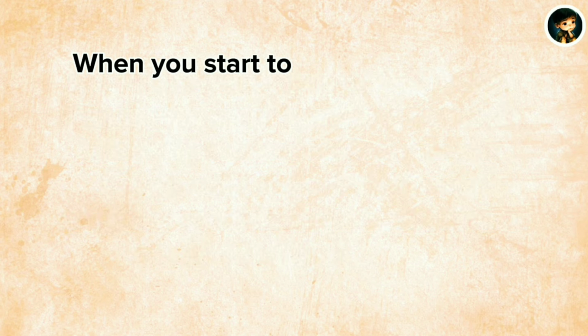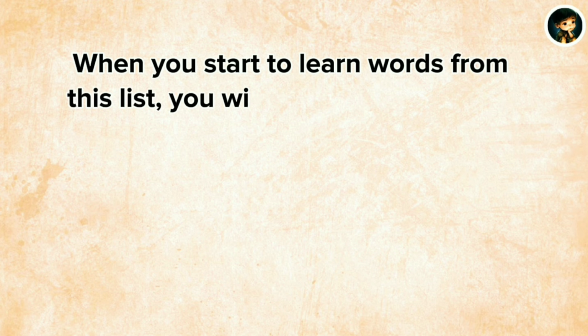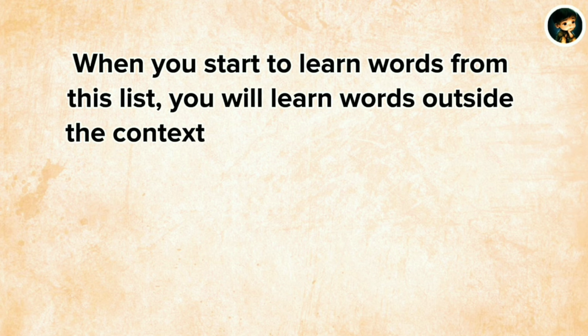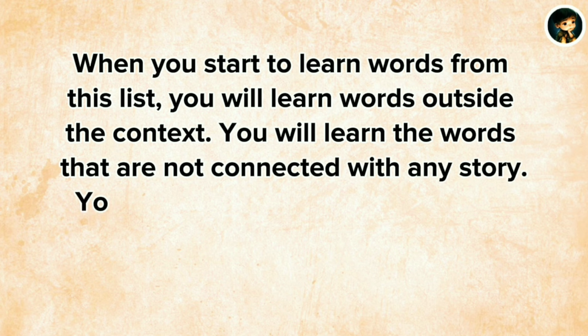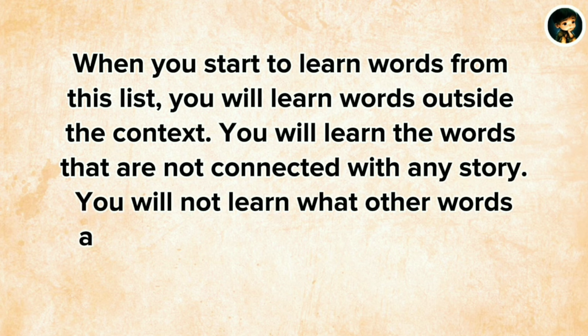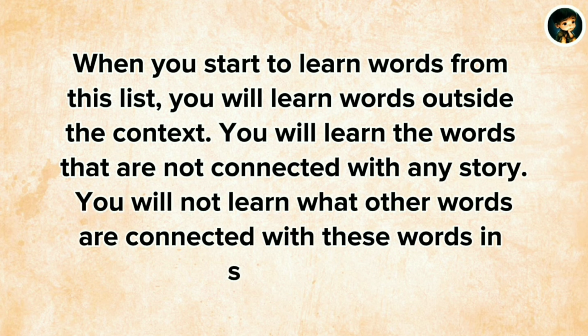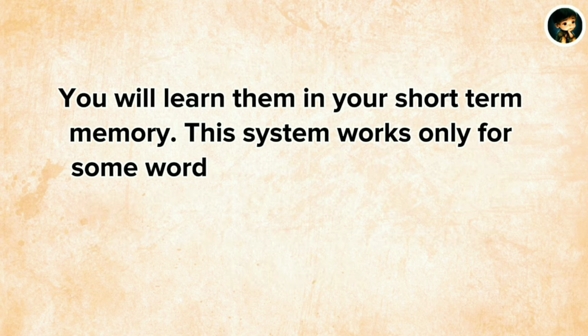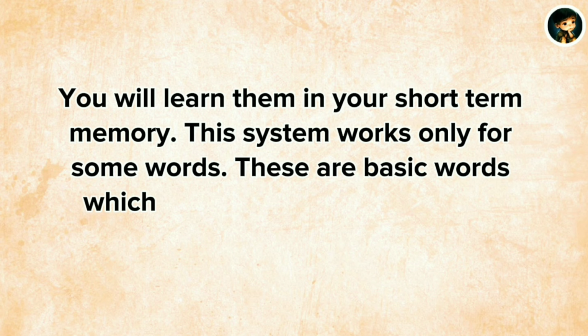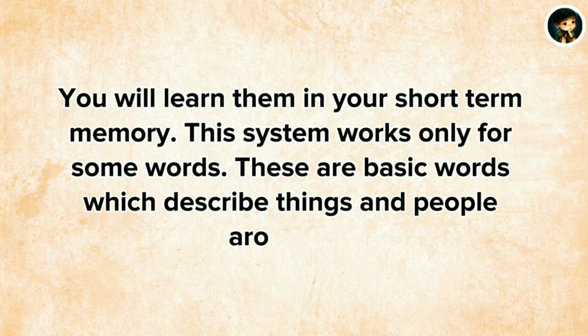When you start to learn words from this list, you will learn words outside the context. You will learn the words that are not connected with any story. You will not learn what other words are connected with these words in sentences. You will learn them in your short-term memory. This system works only for some words. These are basic words which describe things and people around us.